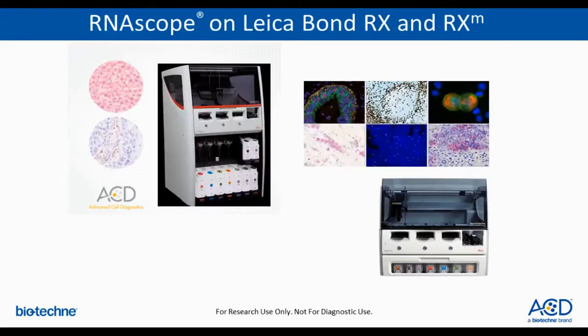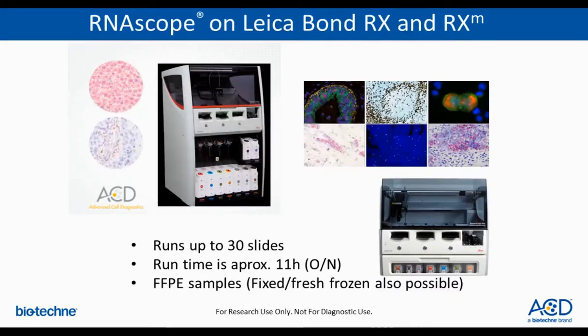So basically, having access to the Leica BOND RX or RXM is a great asset, because the major feature of this technology is that it can run up to 30 slides completely unattended. The run is approximately 10 to 11 hours. We generally run it overnight. And it's designed to process mostly samples prepared as FFPE samples, formalin fixed, paraffin embedded, but it can also process fixed and fresh frozen samples. It just takes a little bit more planning.